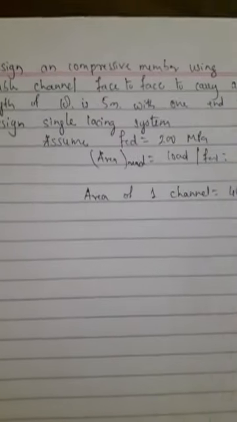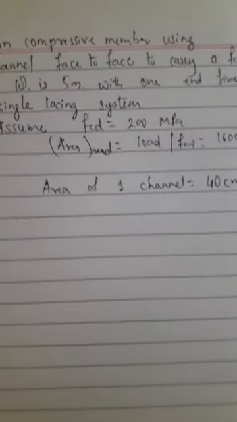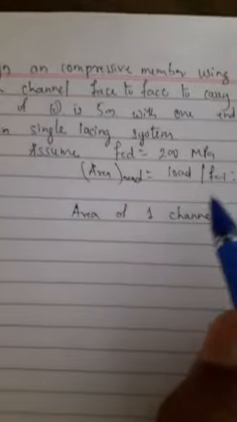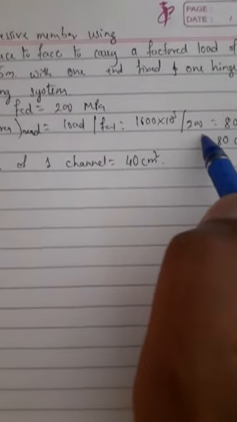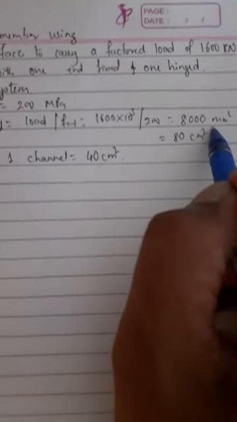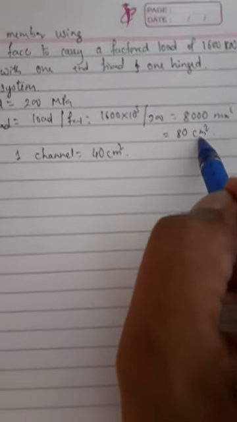Assume FCD as 200. For beams you can go up to 200, 180 to 220, anything is fine. Area required is load divided by FCD, 1600 divided by 200, you get 8000 mm square or 80 centimeter square.